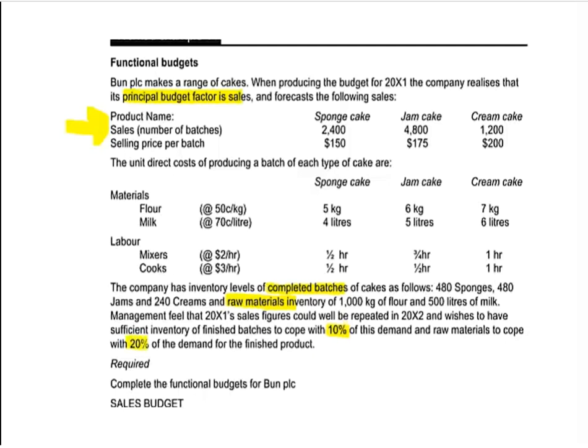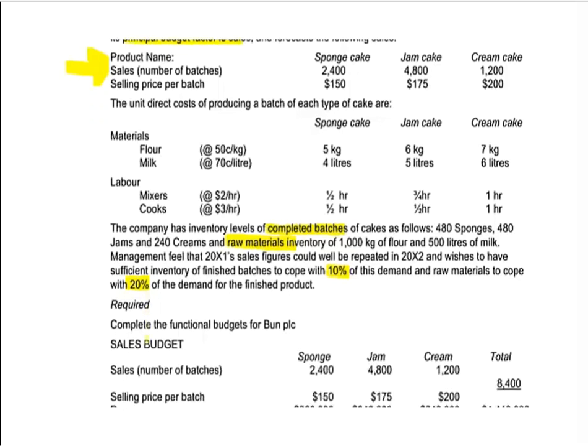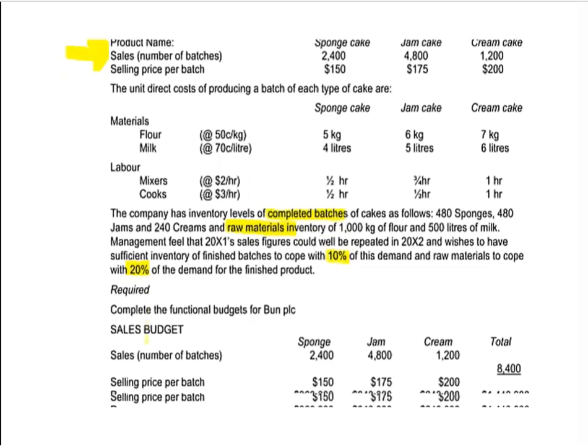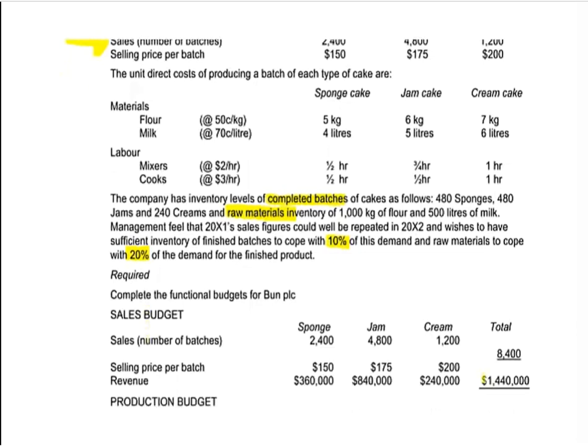And they also want to have closing inventory to cope with next period's demand equal to 20%. So 20% then of the flour needed for next year's sales. And what we have to do then is complete the functional budgets. So we start off with the sales budget, multiply that by the selling price per batch, and that's going to give us the total budgeted revenue of 1.44 million.